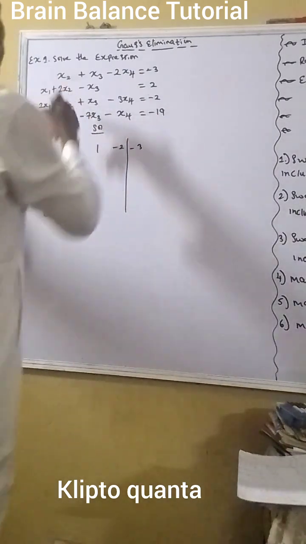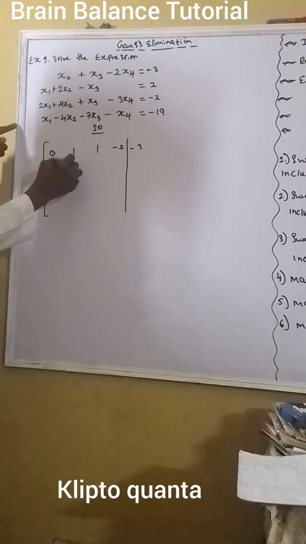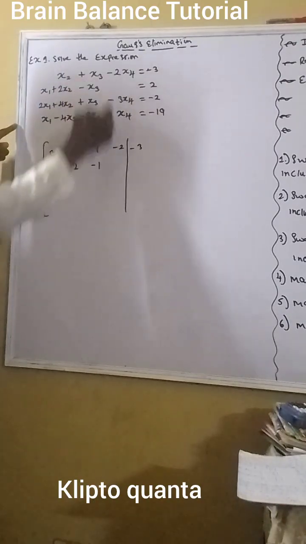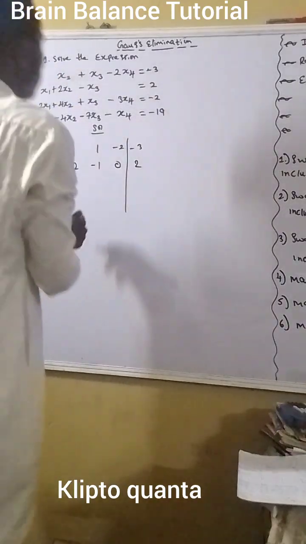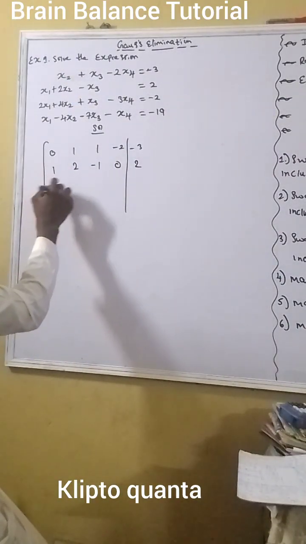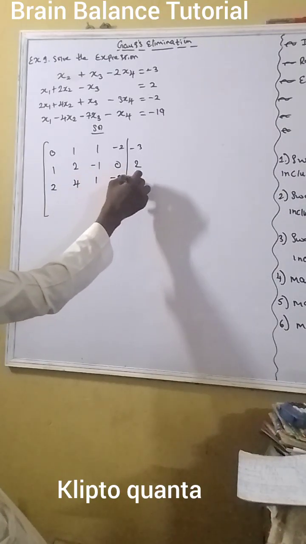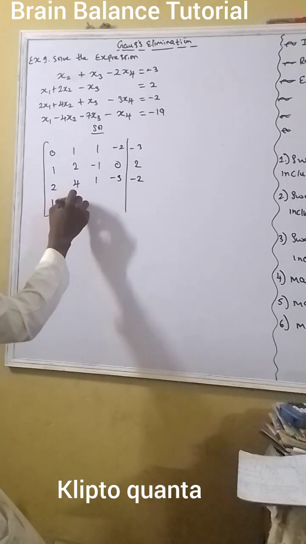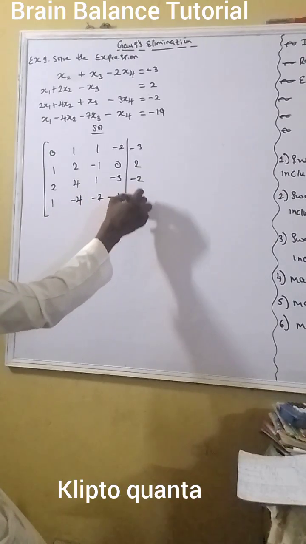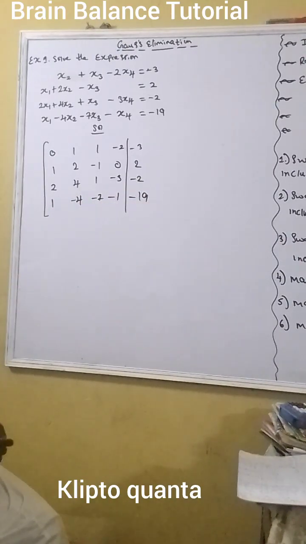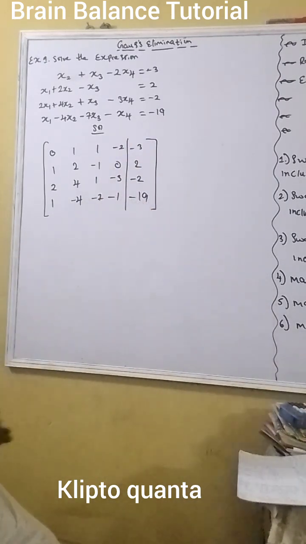Now for the second row, you have 1, you have 2, you have negative 1. You don't have x4, so that is 0. Then that is equal to the constant 2. At this point again, we have 2, 4, 1, negative 3, negative 2. And then we have 1, negative 4, negative 7, negative 1, and negative 19. So at this point, we can enclose this in brackets like this.